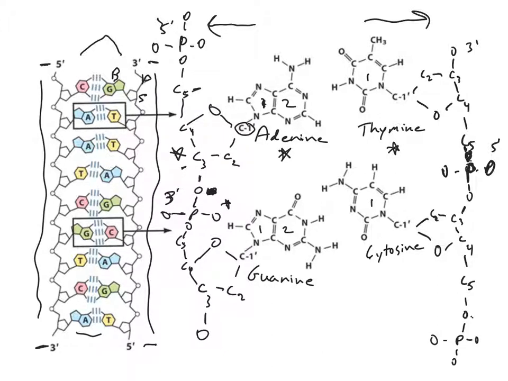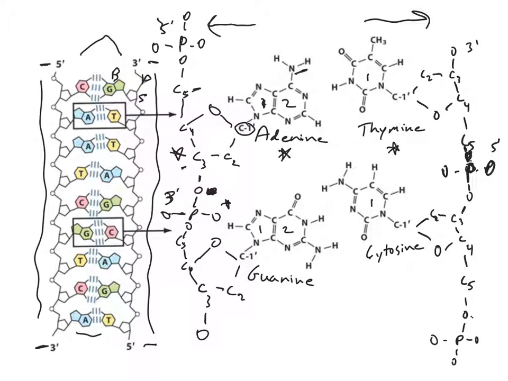Now they line up together because of hydrogen bonding of base pairing. When adenine is lined up with thymine, we get perfect orientation for hydrogen bonds to form. When guanine and cytosine are lined up together, we also get that perfect orientation for hydrogen bonding. So here we can see a nitrogen and hydrogen at the top here of adenine.